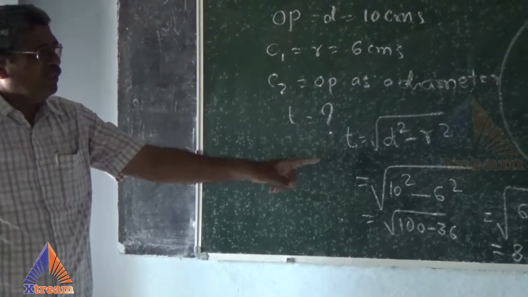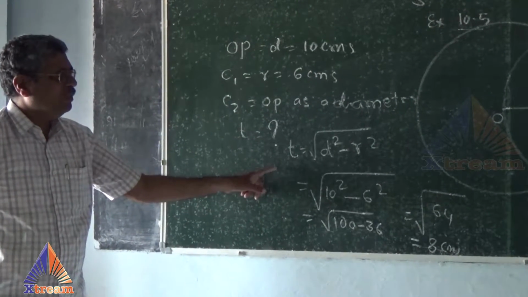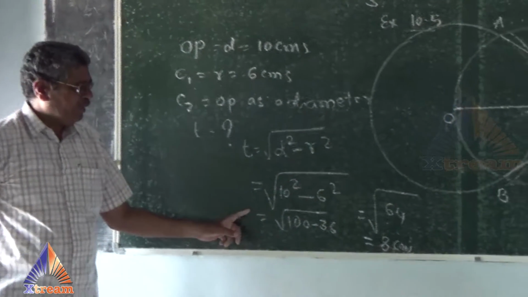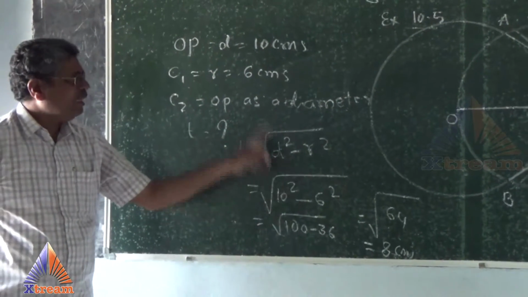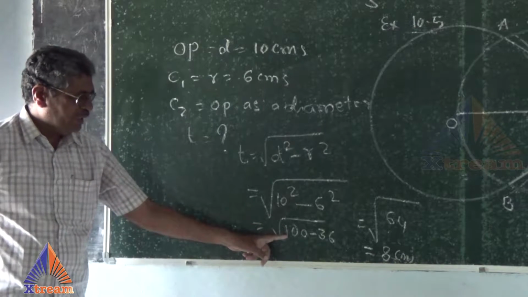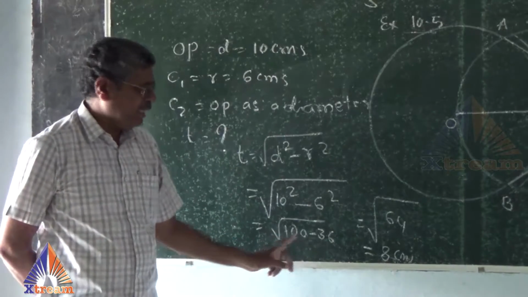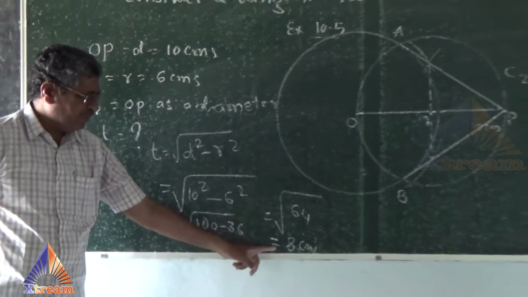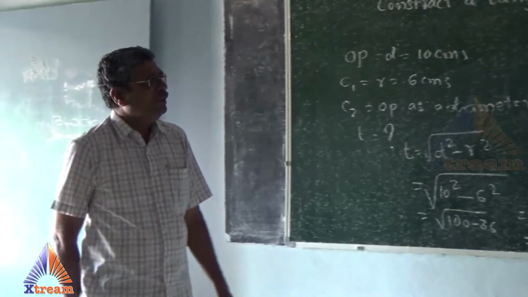By measuring also 8 centimeter. By calculating with the formula T is equal to square root of d square minus r square, that is square root of 10 square minus 6 square. 10 square is 100, minus 6 square is 36. Therefore 100 minus 36 is equal to 64. Square root of 64 is equal to 8 centimeter. So this is one problem.